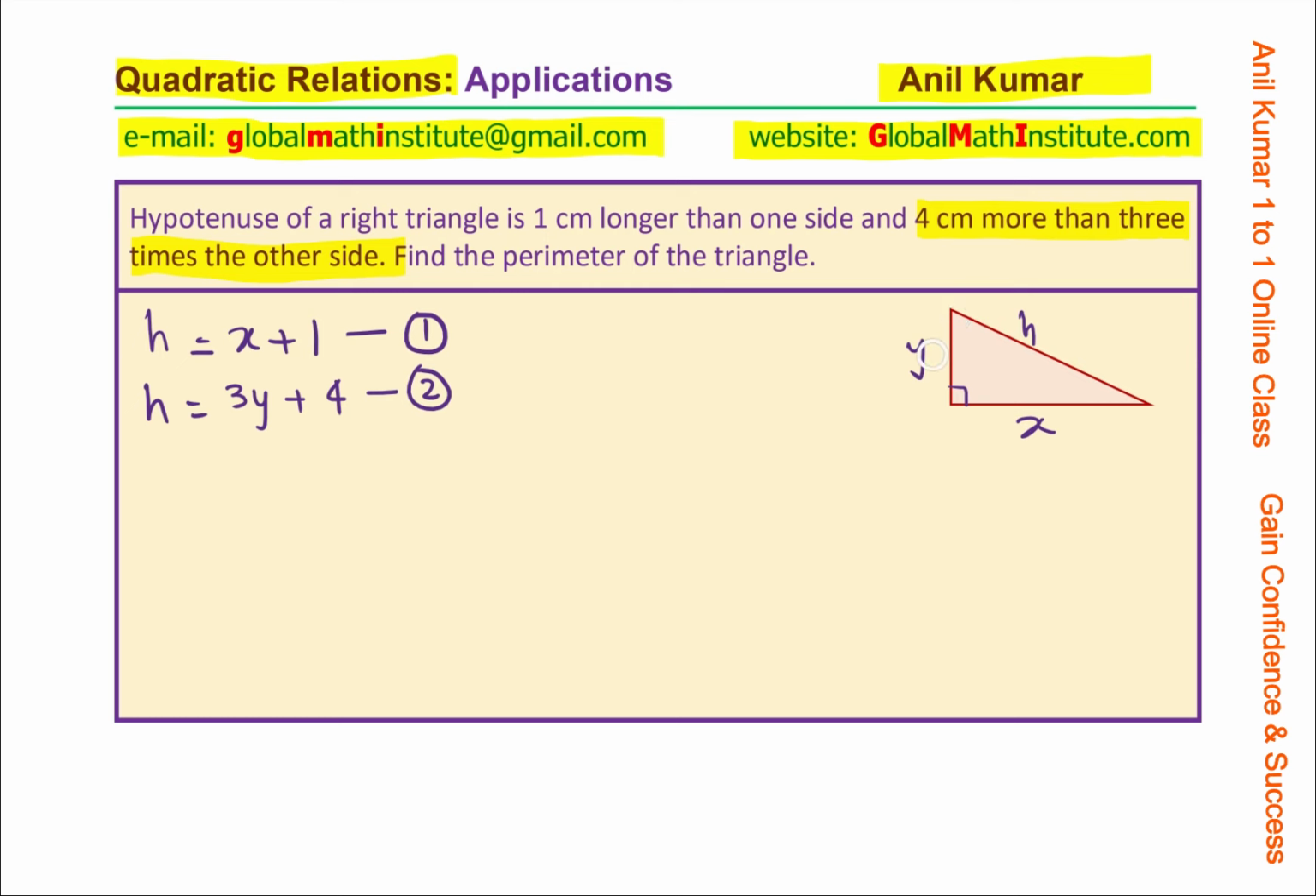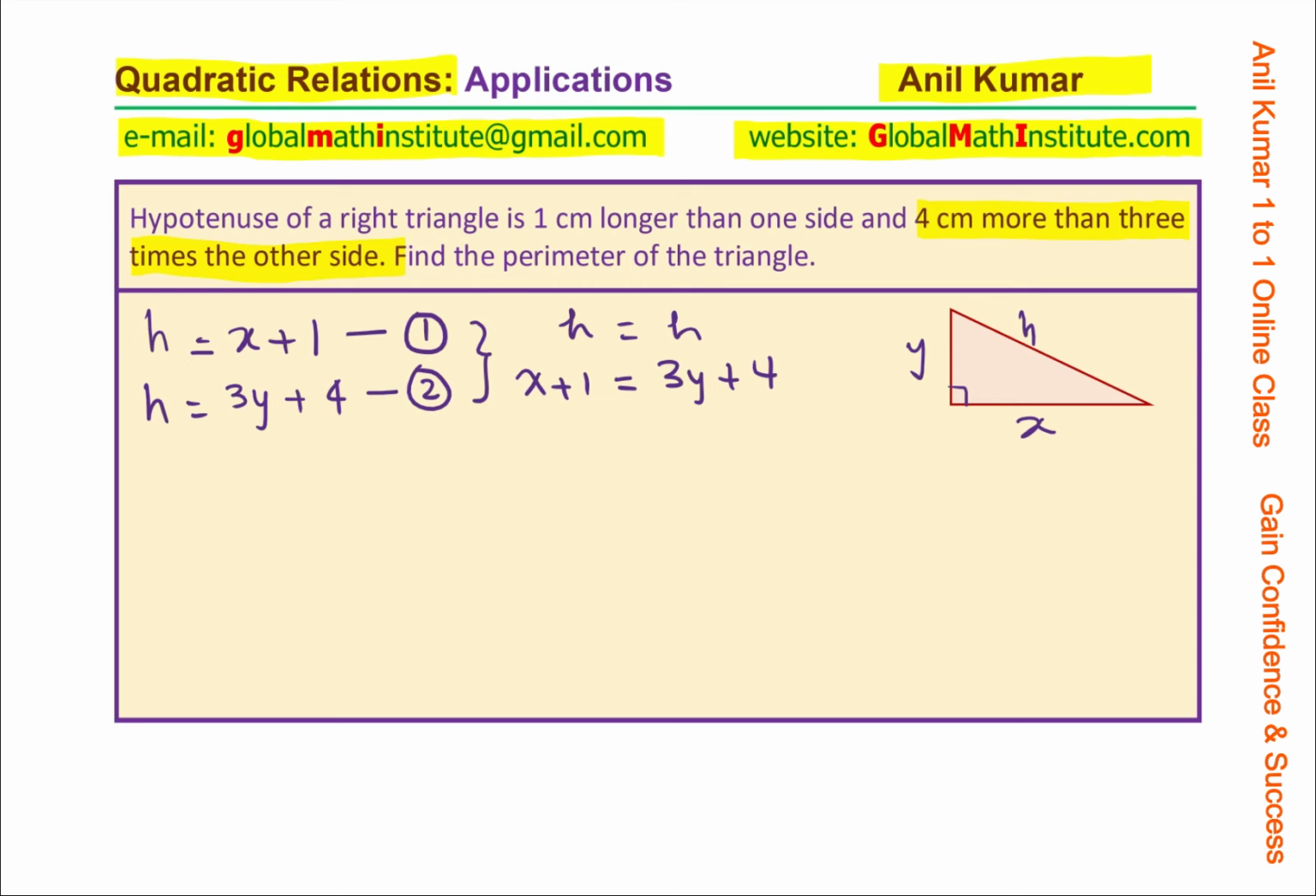So by this we have two different equations for the hypotenuse, and they help us to relate both x and y. Because the hypotenuse is the same, we can say that x plus 1 is indeed equal to 3y plus 4. You see that? And this can also help us isolate x, rather write x in terms of y.